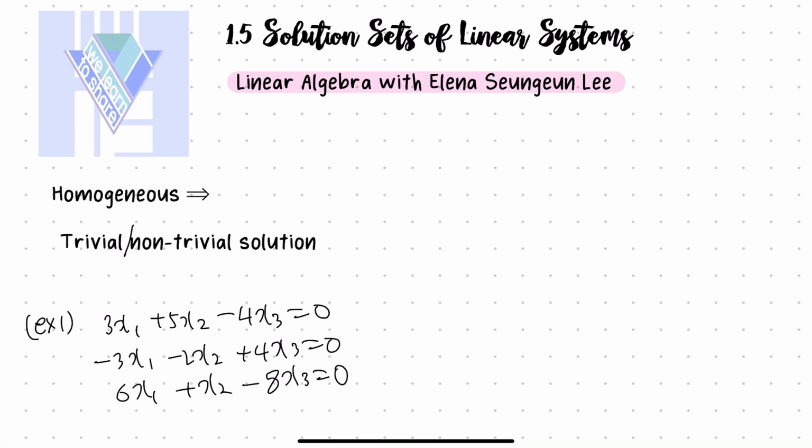In this video, we're going to uncover the significance of solution sets in linear systems and dive into how to find them. Let's first go with the definition. So what does it mean to be homogeneous? An equation is said to be homogeneous if it can be written in the form Ax equals 0.